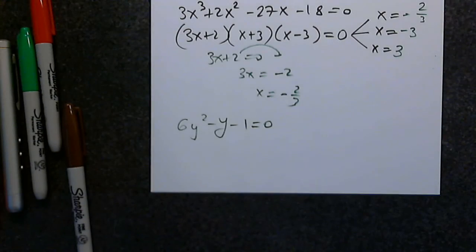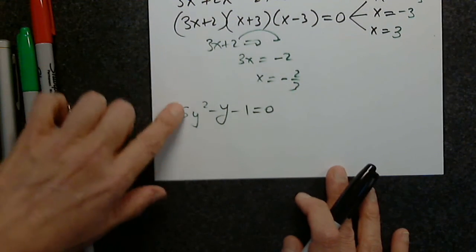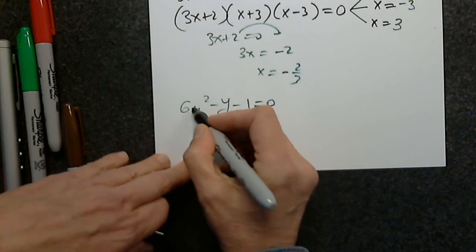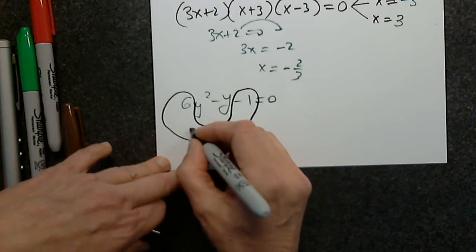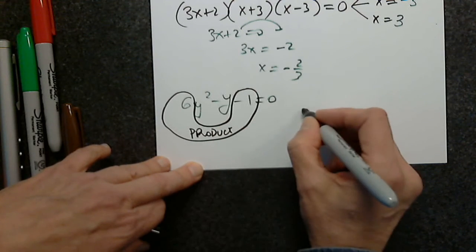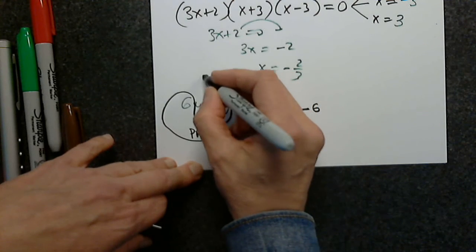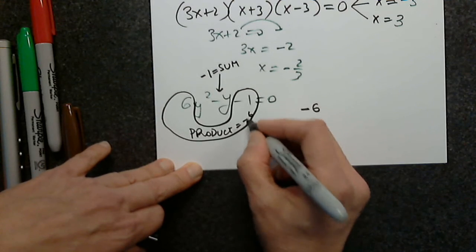Here's what we do in this case. After I ask myself those three questions: descending order, trinomial, no greatest common factor, no negative leading coefficient, and I say no special product, and 1 is not the leading coefficient, here's what I do next. I multiply these two numbers. And the product of these two numbers is -6. This number, which is -1, will be the sum. The product is -6.